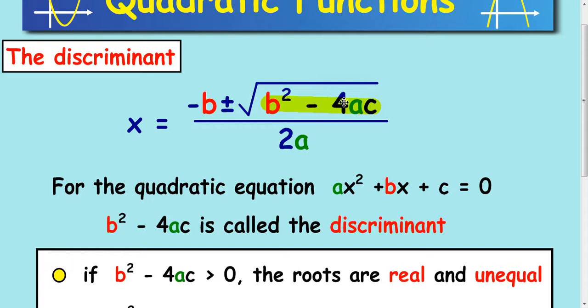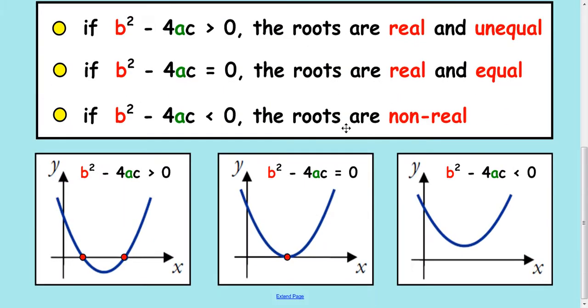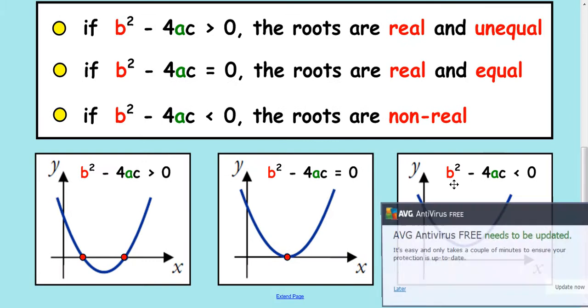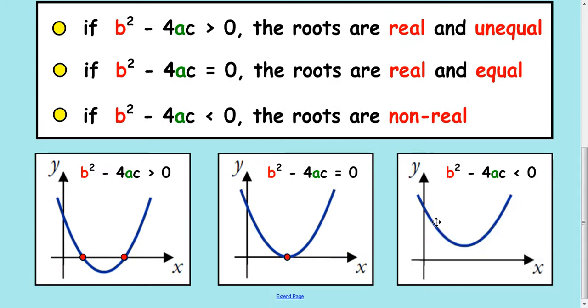When b squared minus 4ac is less than 0, then you end up having to square root a negative number, and you can't at this moment in time square root a negative number. Therefore the roots don't exist, i.e. they're non-real, and that leads to this here, no roots at all.